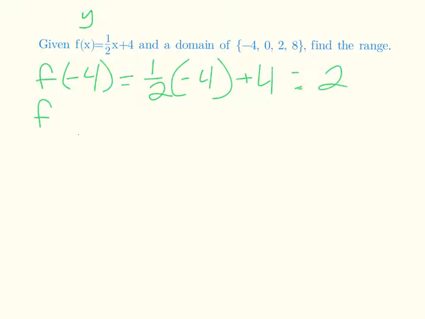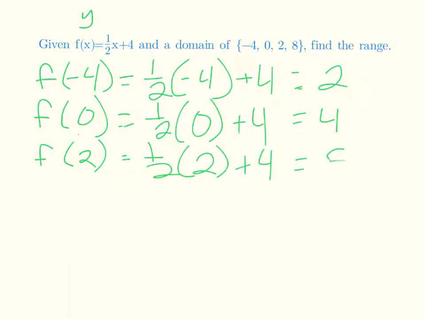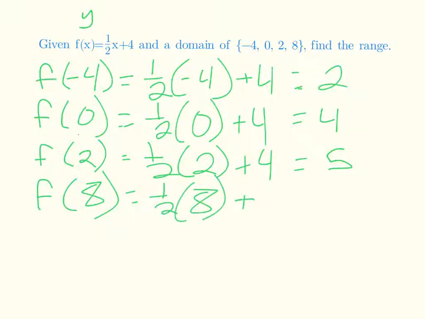Okay, let's try it for 0. 1/2 times 0, we know that's 0, plus 4. That equals 4. How about 2? f of 2. 1/2 of 2. That's 1. Plus 4, that's 5. f of 8. Half of 8. Half times 8 is 4. Plus 4 more. That is 8.